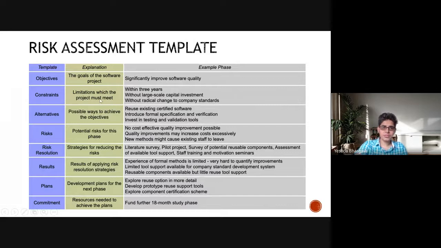So the constraints could be that you have to improve the software quality within a period of 3 years. So that's a time constraint. The other constraint is without large scale capital investment and without radical change to company standards. So the idea of having constraints is that, obviously the resources are limited, time is limited, and still we have to achieve our product development.